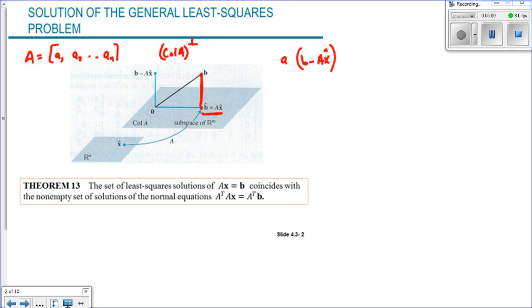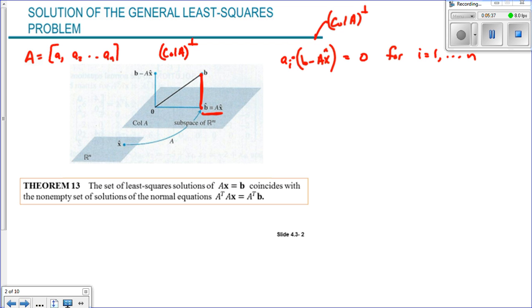So we know that a1, a2, up to an, all of those a's dotted with that vector b minus A x hat will be equal to 0. That's because this is in the orthogonal complement of the column space. And that's just going back to when we did the projection and then found the difference, b minus that projection, which was orthogonal to the projection itself. Now that's true for each i, for i from 1 to n.